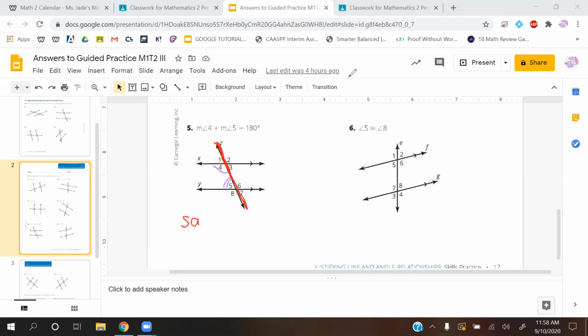Good. Same side. Good. Now let's do over here. Are they interior or exterior? Interior. Good. Thank you, you guys. And then we just end with angle theorem.